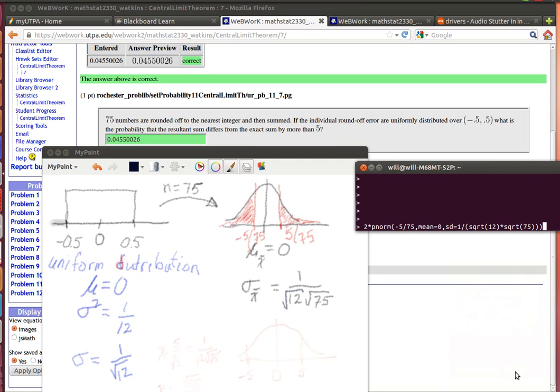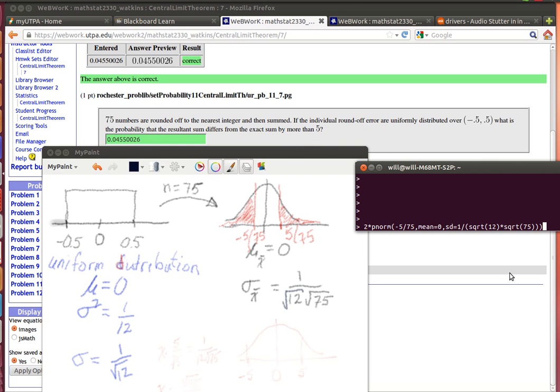This is problem 7 from one of the WebWork homeworks. You'll recognize it, I think. 75 numbers are to be rounded off to the nearest integer and then they're added up, and you're worried about how the difference between the rounded sum compares to the sum of the original numbers. In this case, you're interested in the probability that the rounded sum differs from the exact sum by more than 5.